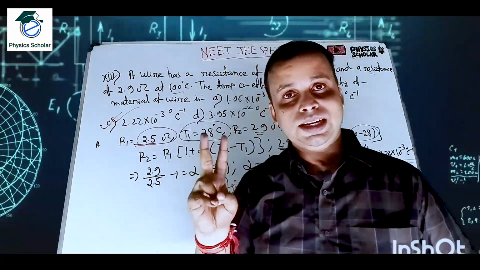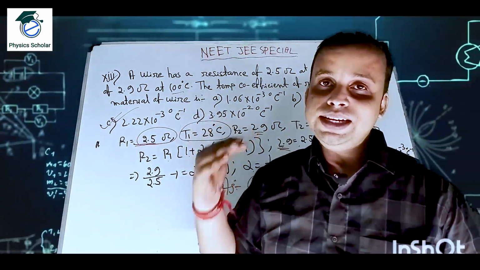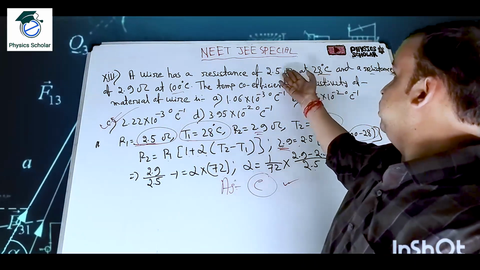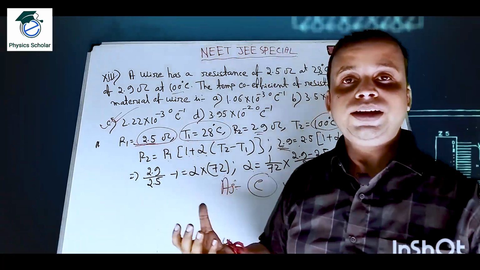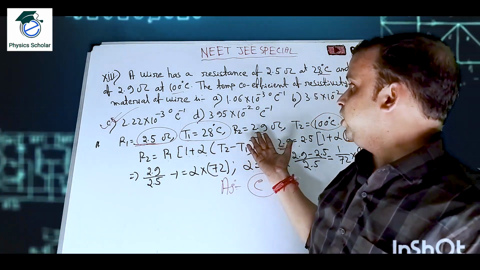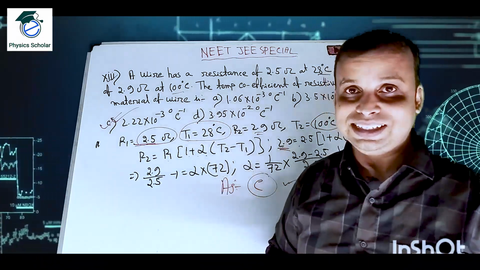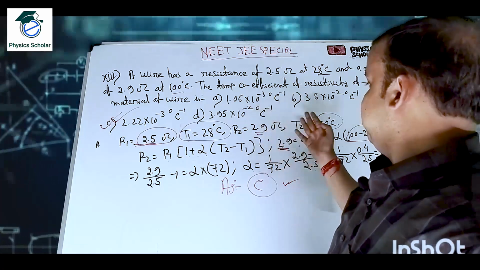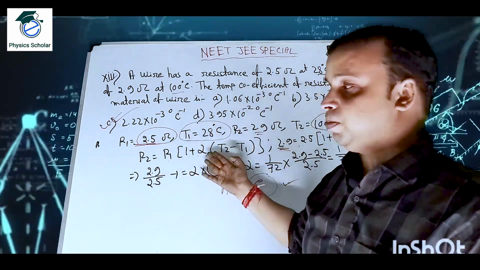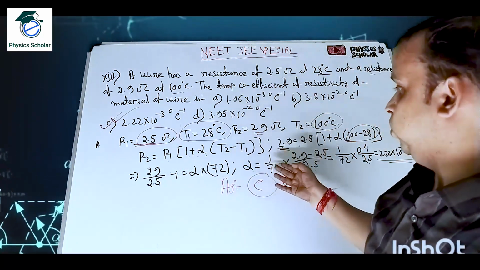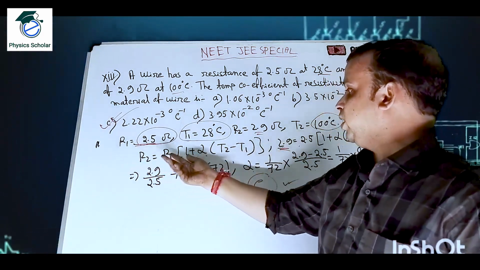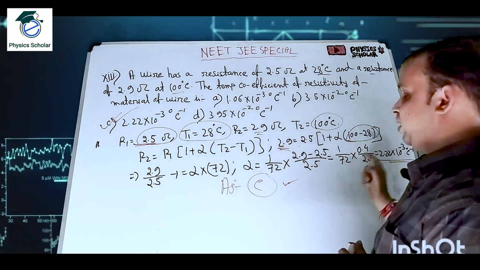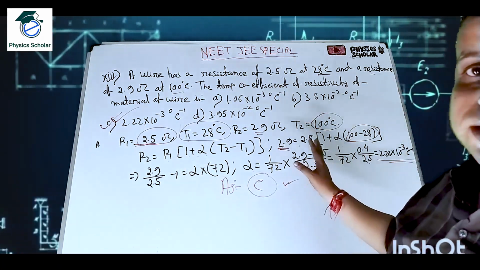The two temperatures are given, 28 degree and 100 degree, and the resistances at these two temperatures are also given: 2.5 and 2.9 ohm. We have to find out the temperature coefficient of resistance of the material. So R1, T1, R2, T2 are given. The formula R2 is equal to R1 into 1 plus alpha into T2 minus T1. From this formula we put the values of R1, R2, T2, T1 and find the value of alpha, which is coming 2.22 into 10 to the minus 3 degree per coulomb. So hope you have understood this.